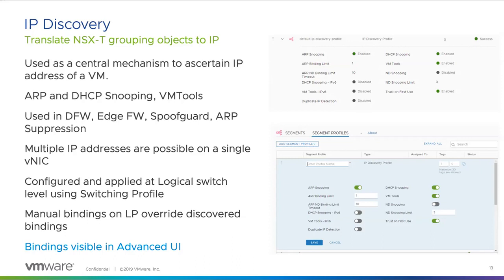By default, this is done using either DHCP or ARP snooping. VM Tools is the other mechanism used within ESXi hosts, which is optional. These discovered VM to IP mappings can be overridden by manual input if needed. Multiple IP addresses are possible on a single virtual NIC as well. The IP and MAC addresses learned are added to the VM IP table that is used internally by NSX-T for SpoofGuard and ARP suppression, in addition to firewall object to IP translation.